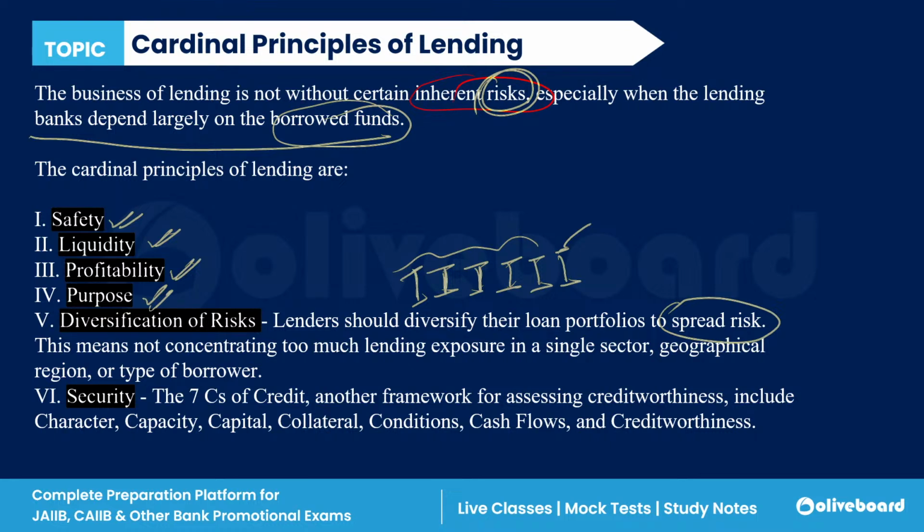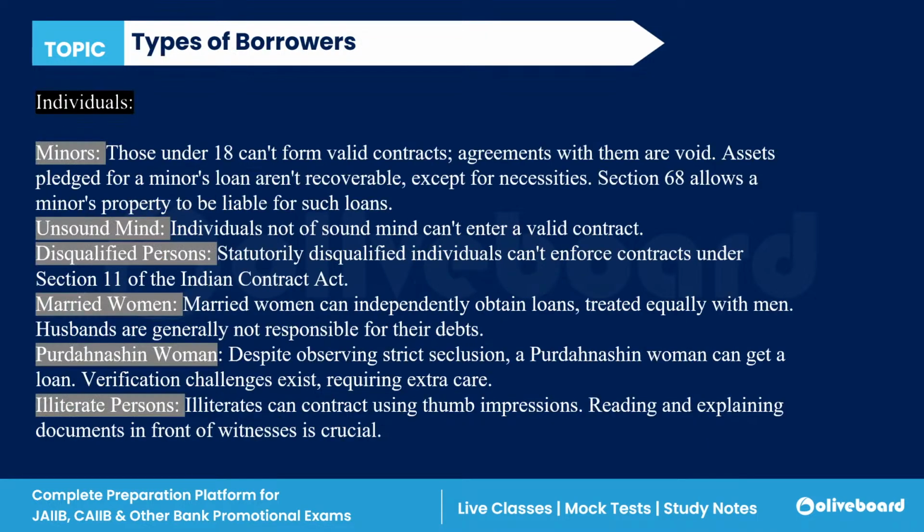Now, if we talk about the securities, there are seven C's to judge the security of the credit. And what are these seven C's? Character, capacity, capital, collateral, condition, cash flow, and creditworthiness. These are the seven C's for judging the security. So there is diversification of risk, there should be a purpose, profitability, liquidity, and safety, right?